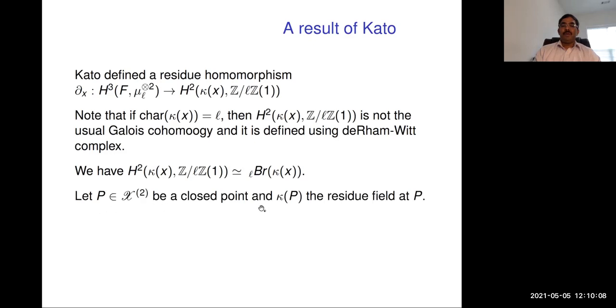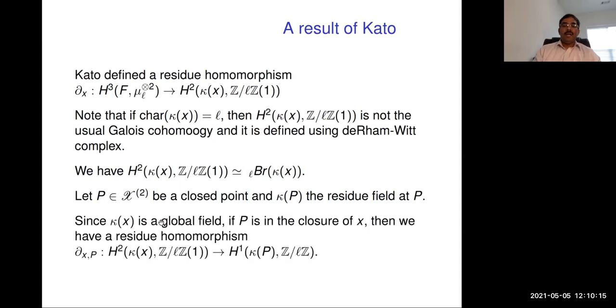So now if you take a closed point, then look at the residue field. This is always going to be a finite field. And since κ(x) is a global field, and if P is in the closure of x, then we have a residue map from H^2 of κ(x) to H^1. So on the Brauer group level, for any global field, there are residue maps, right? And that's class field theory. So we have these residue maps.